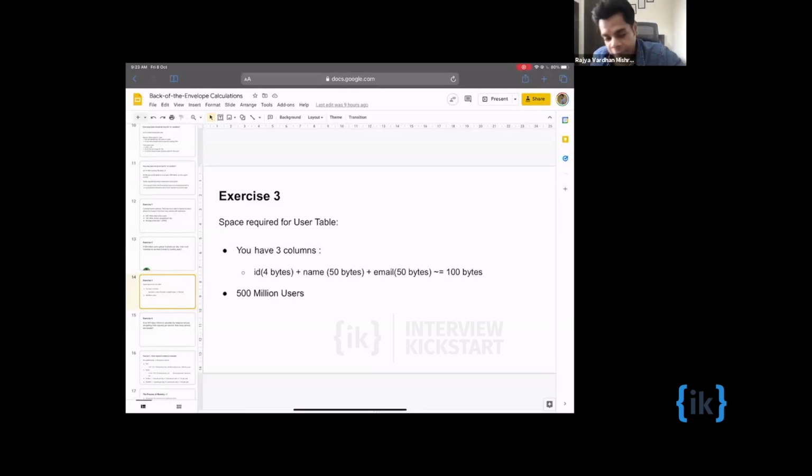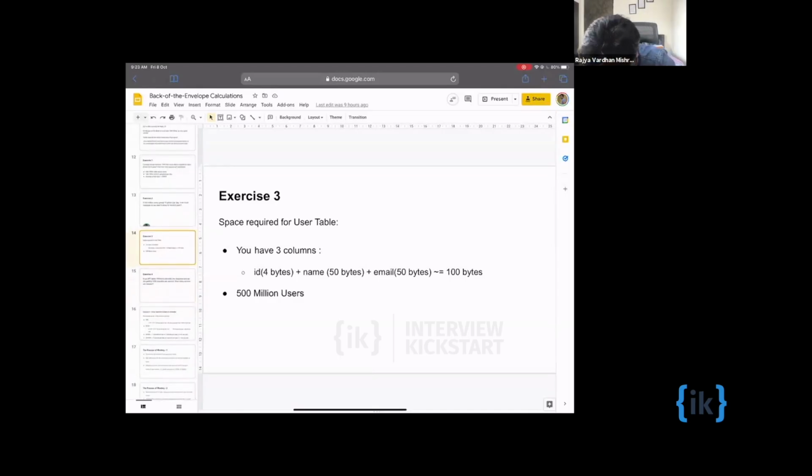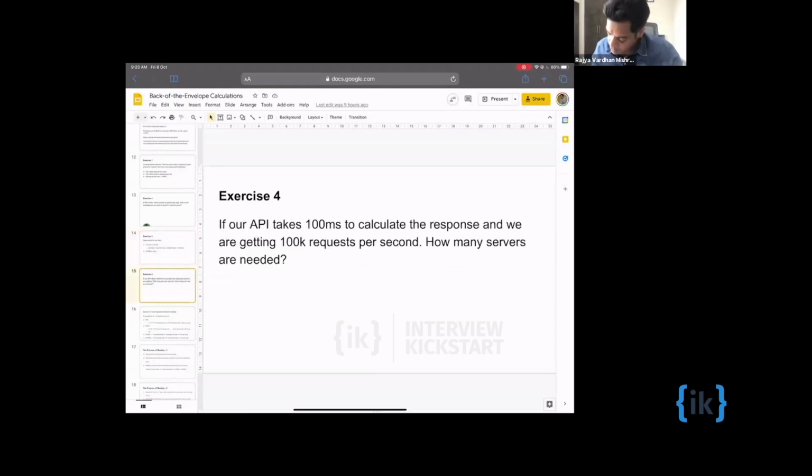So I'll skip over it because it's very similar to the previous one. Let's move to the next exercise. So this is where we are calculating, do we need to use bytes or bits? We need to use bytes.